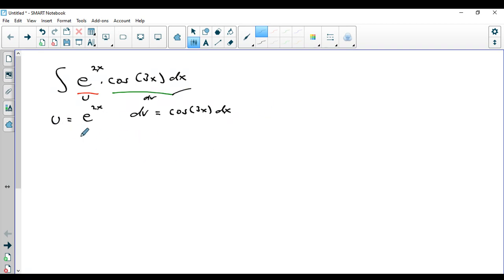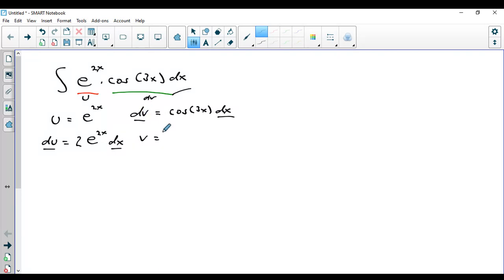Once we have our u and our dv, we're going to compute du. The derivative of e to stuff is e to stuff times the derivative of stuff, so times 2. I'll write it like that, 2e to the 2x. Since it's du, it's really a differential, so we have to do times dx. When there's a du, there's got to be a dx, just like when there's a dv, there's got to be a dx.